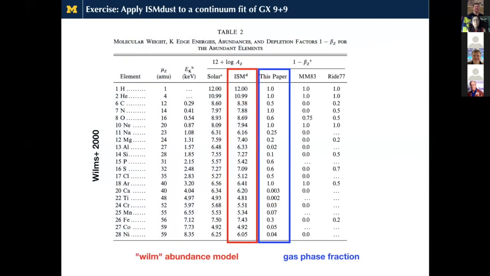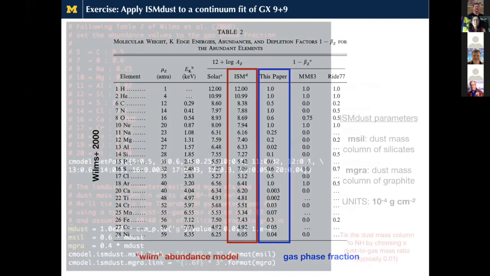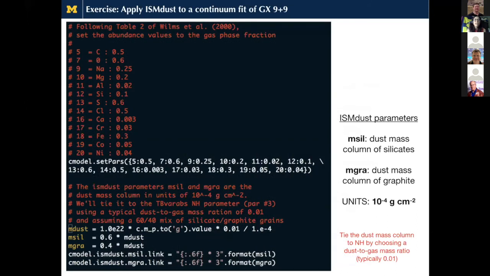I tend to go to table 2 of the Wilms paper to set the abundances. So the Wilm abundance model, when you set it in XSpec, will set it to these values in the table. And then you can look at this 1 minus beta parameter, which basically gives you the gas phase fraction. And so the point is that you want to set your TBvarabs abundances equal to the gas phase fraction. And sorry, I'll show it in a second. So here I am doing that. I'm setting just the abundance models.